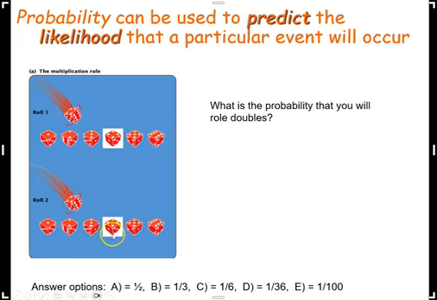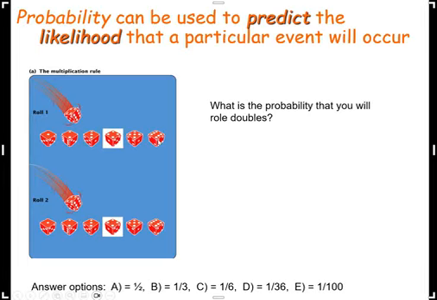1 out of 6 times 1 out of 6, because I have to roll a 4 and a 4, or a 1 and a 1. So my probability of double 1s is 1 out of 36, but my probability of double 2s is 1 out of 36. Double 3s, 1 out of 36, double 4s, each double is 1 out of 36 probability. But if all I'm trying to do is roll doubles, I could roll double 1s, or double 2s, or double 3s, or double 4s, or double 5s, or double 6s.